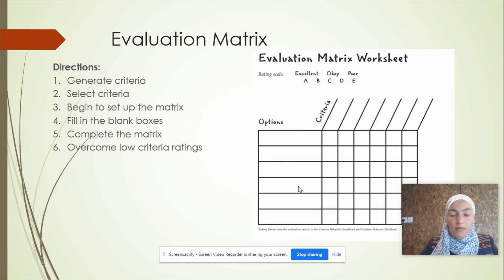Okay, so what if I'm now with my students online? How can I use the evaluation matrix?